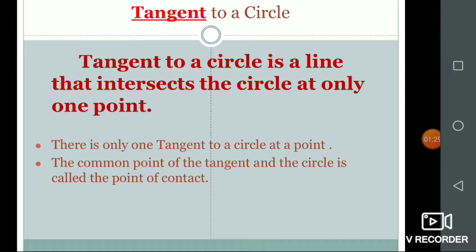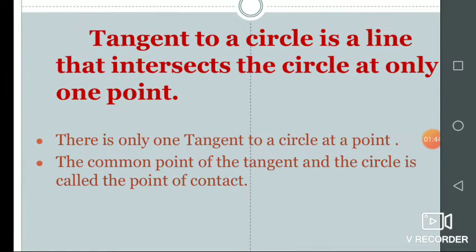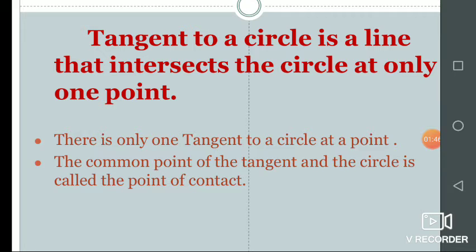Let's look at the definition of a tangent. A tangent to a circle is a line that intersects the circle at only one point. Let's look at the important notes. There is only one tangent to a circle at a point. The common point of the tangent and the circle is called the point of contact.